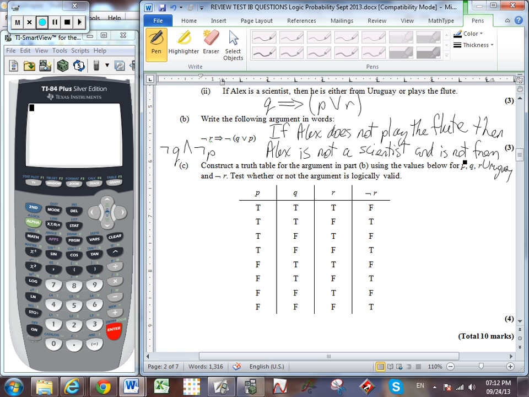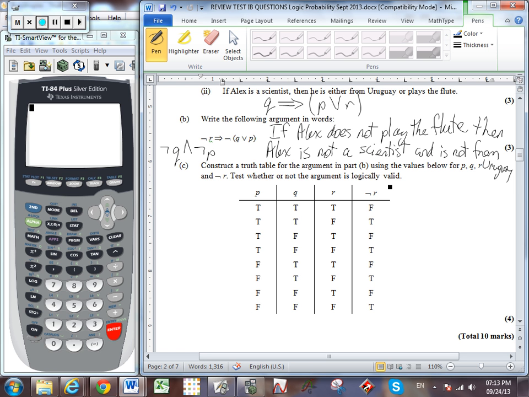Now we need to construct a truth table for the argument in part B, and we want to see whether the argument is logically valid. So we know that the argument will be logically valid if I have a tautology. I will only have a tautology if all of the ones in the final column are true. Okay, so here we go. They've already given us not R. We need to add on a few other things. We need to figure out what Q or P is. And then we'll need to negate that column. And then we'll see what happens when not R is pointing to that new column we've just created.